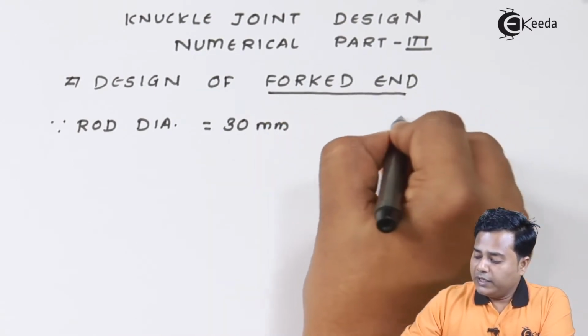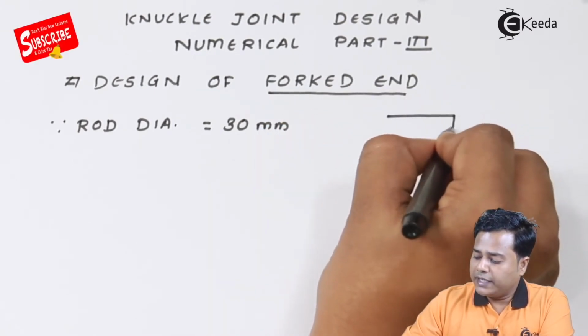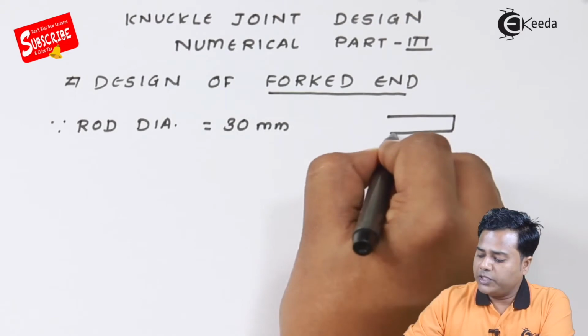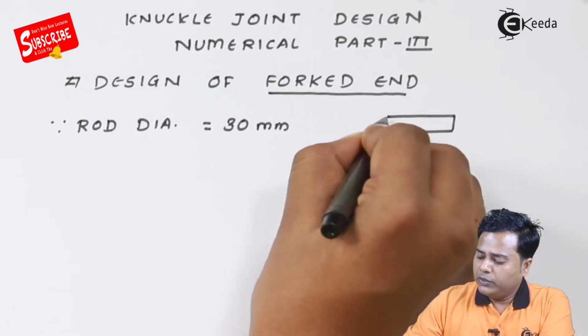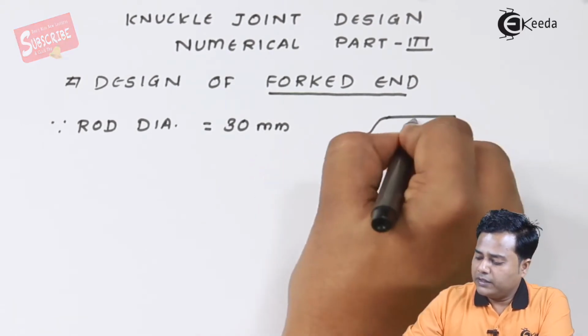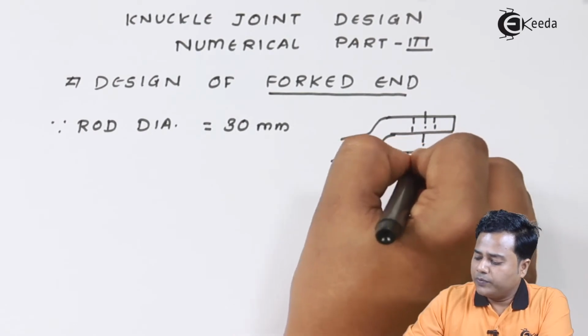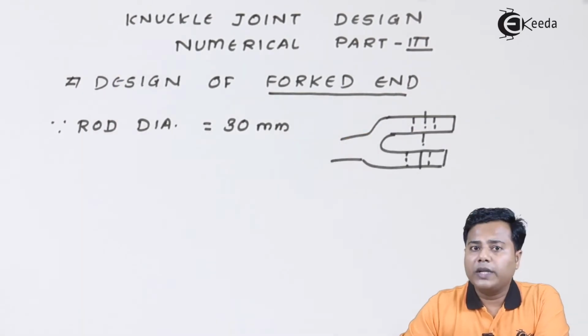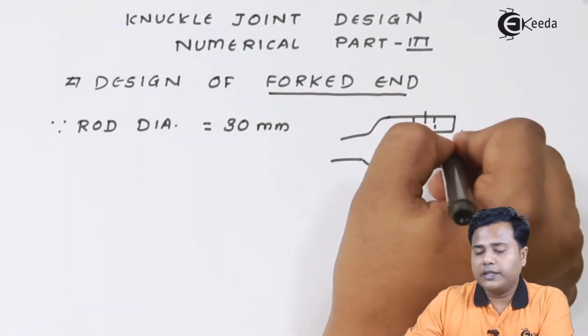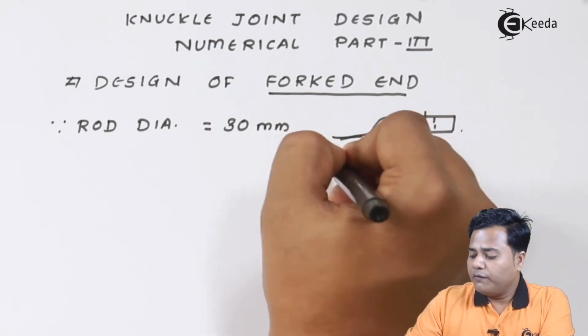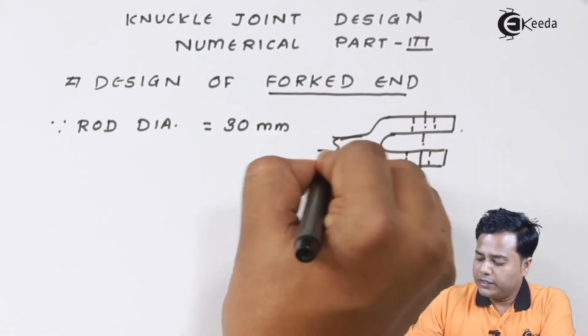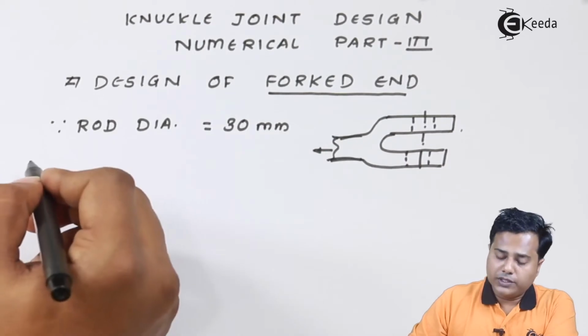What we know is the forked end has the same cross section or the same shape as that of the eye end. The only thing it is different in is its structure. Now this structure is twice the eye end. So these two eye ends are clubbed together to make the forked end. And this is how the loading is going to act on this.